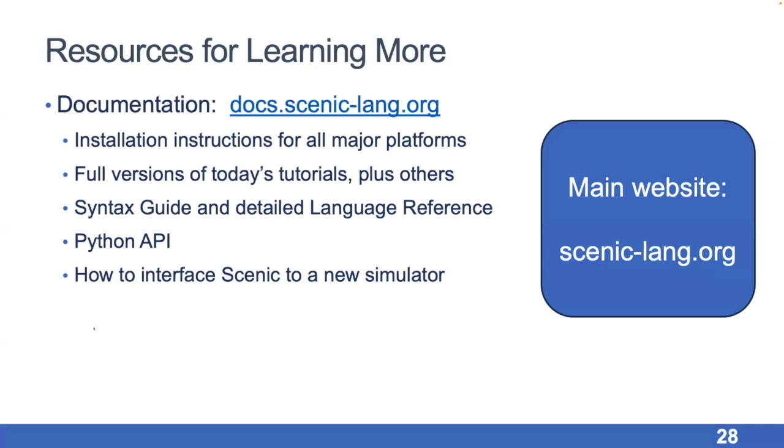We've got fuller versions of the tutorials we did today, plus another one on compositional scenarios. There's a syntax guide, which is kind of like the cheat sheets that I showed earlier. It summarizes all of the syntax that SCENIC has, as well as detailed materials on the semantics of all of those. There is a Python API, so you don't have to just run SCENIC on the command line. If you want to run scenarios in a certain way, collect data, use it somehow, there's an API for controlling SCENIC. And there's also documentation on how to interface SCENIC to your own simulator that you're interested in. Eddie will talk a bit about this later too.